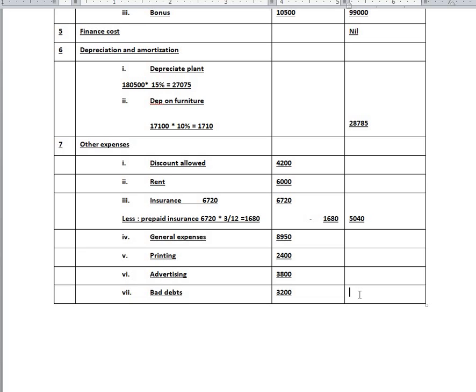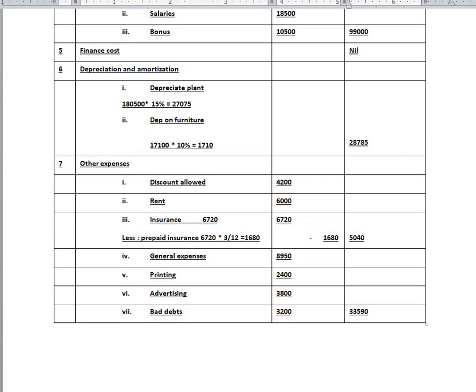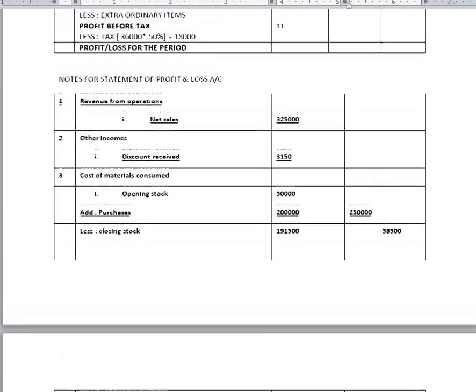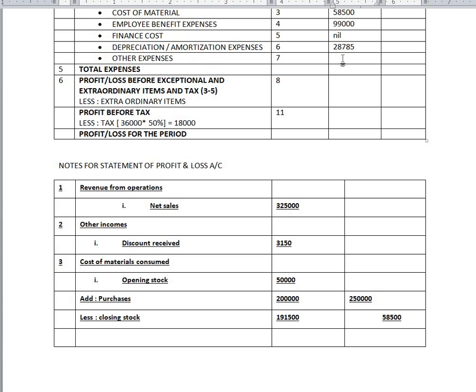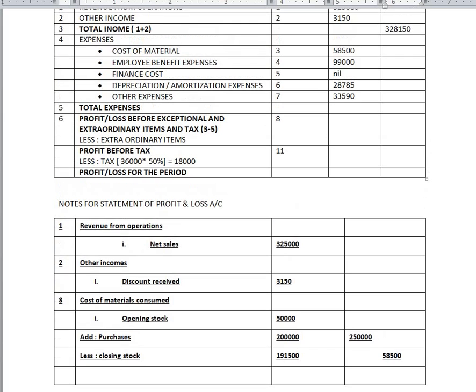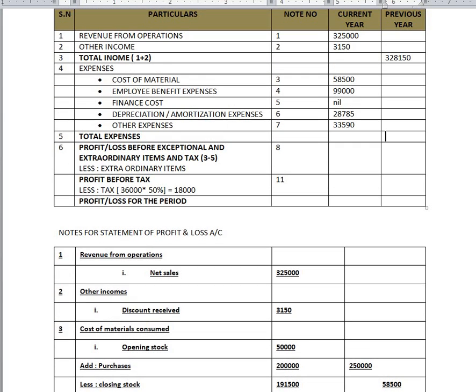Now add the total of all these items. That is 4,200 plus 6,000 plus 5040, plus 8,950 plus 2,400 plus 3,800 plus 3,200. The total amount is 33,590. Now take this other expense 33,590 and write it here.